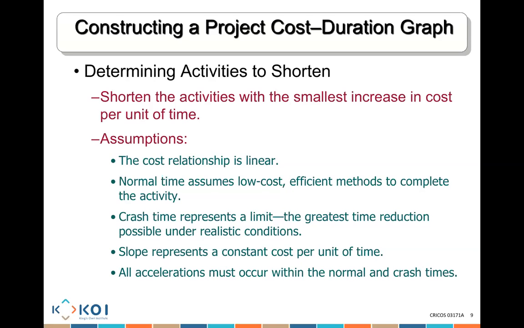All acceleration must occur within the normal time and crash time. For example, a task's normal time could be 4 days. The crash time is going to be 2 days. What does that mean? It means we can actually finish that task 2 days earlier. And if we reduce that duration, the acceleration is the difference between my normal time of 4 and my crash time of only 2 days.